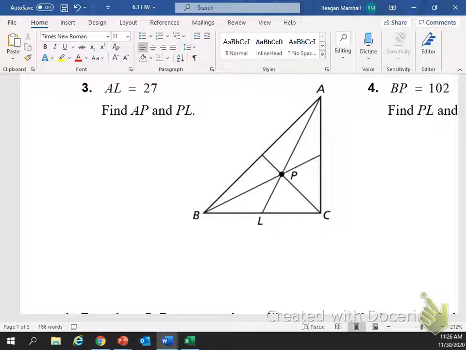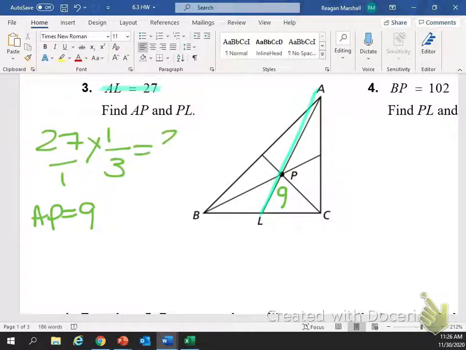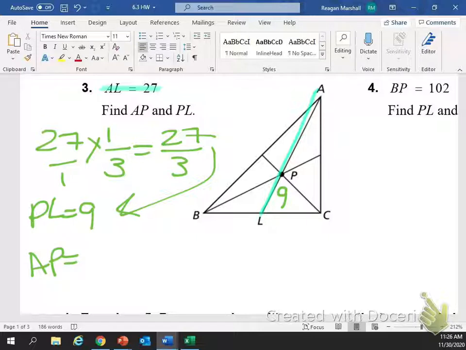Alright, so not quite. What is the easiest thing to find if we have AL, which is the whole length? We'll find the 1/3. What is 1/3 of 27? 9. So length of AP is 9. You could do 27 times 1/3, but it ends up being the same thing as 27 divided by 3, which is either way 9. And then how do I find... Sorry, I wrote the wrong letters. PL equals 9, and then AP equals 18. Yeah, I double it because it's the 2/3.